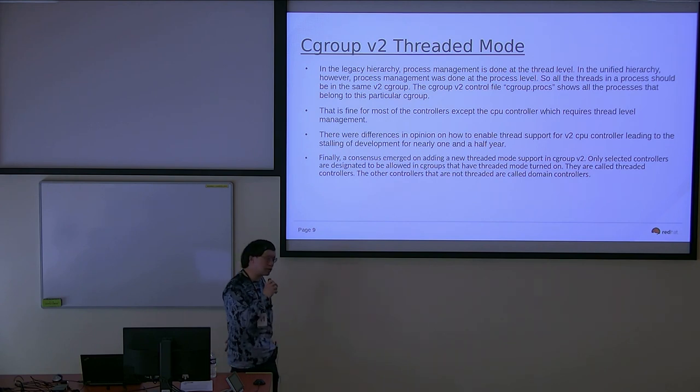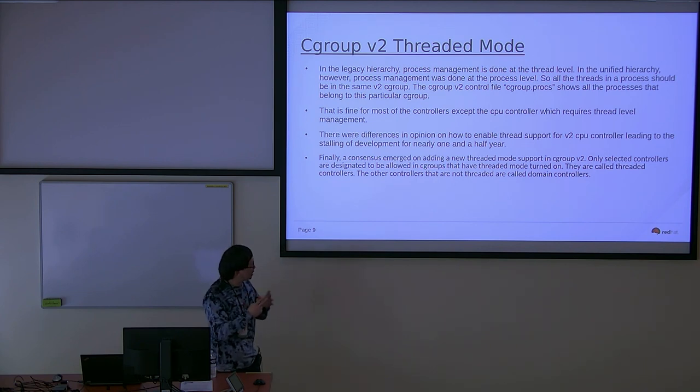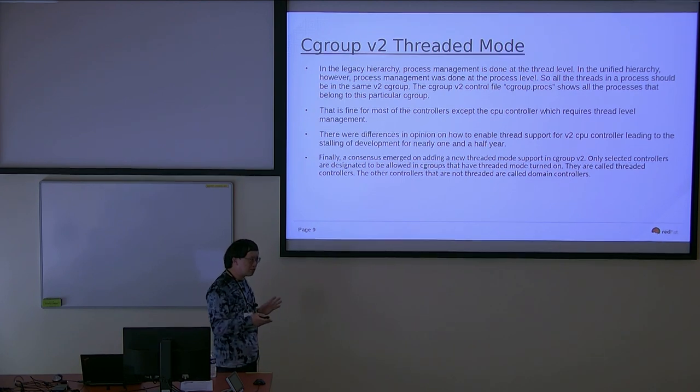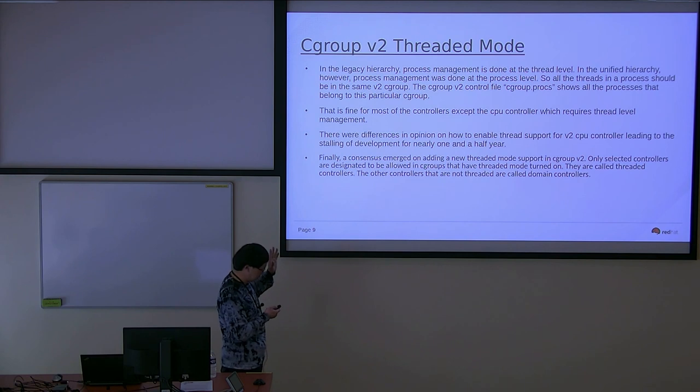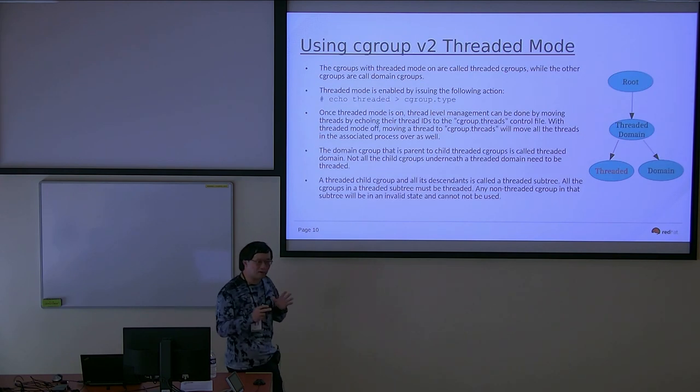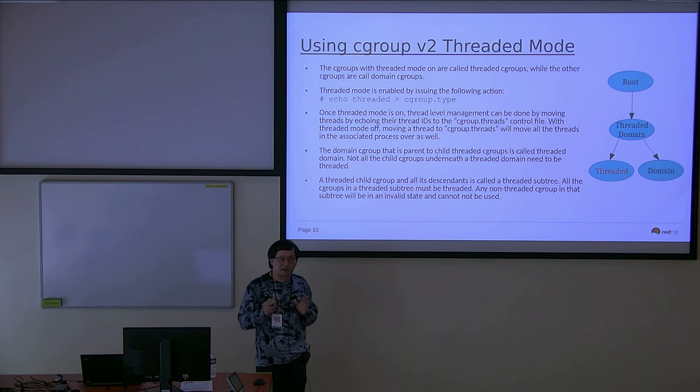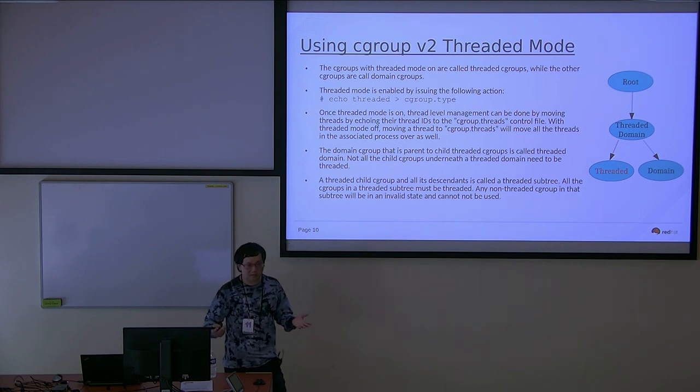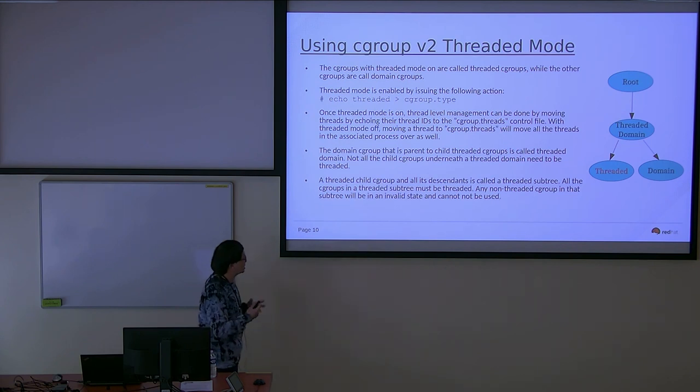In that case, only some selected controllers are regarded as thread mode enabled. So they can be used when the thread mode is enabled, but not the others. An example of a thread mode controller is the CPU controller. And an example of a non-thread mode controller, which we call a domain controller, is the memory controller. Because for memory, all the threads within the same process share the same virtual address space, so you can't have different control for different threads. It just doesn't make sense.